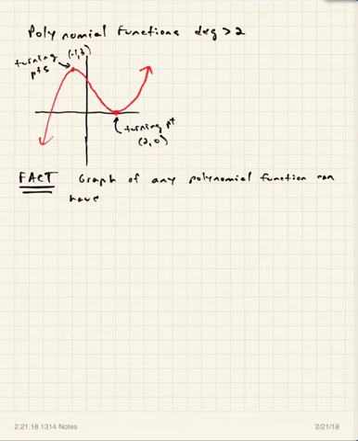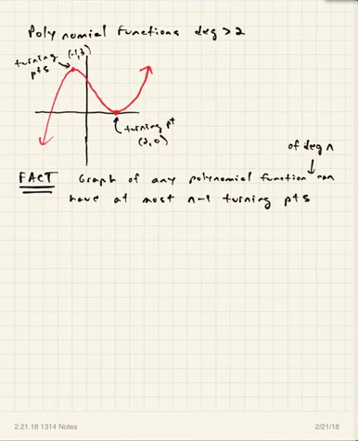I kind of left that part out. Of degree n can have at most n-1 turning points. So that means that the number of turning points at most can be one less than the degree of the function. All right, so I want you to think, first of all, let's go all the way back to linear functions.